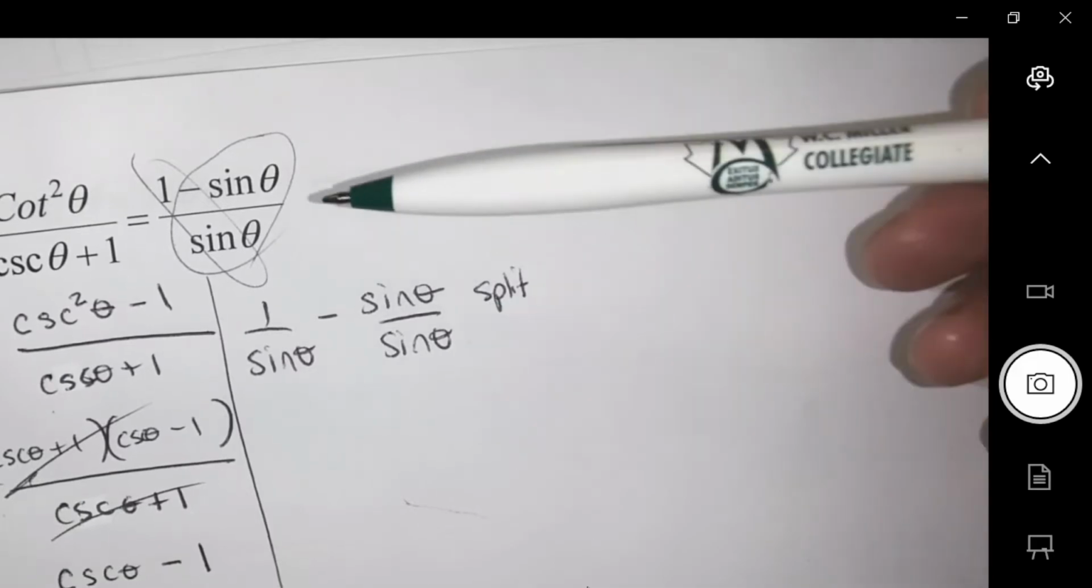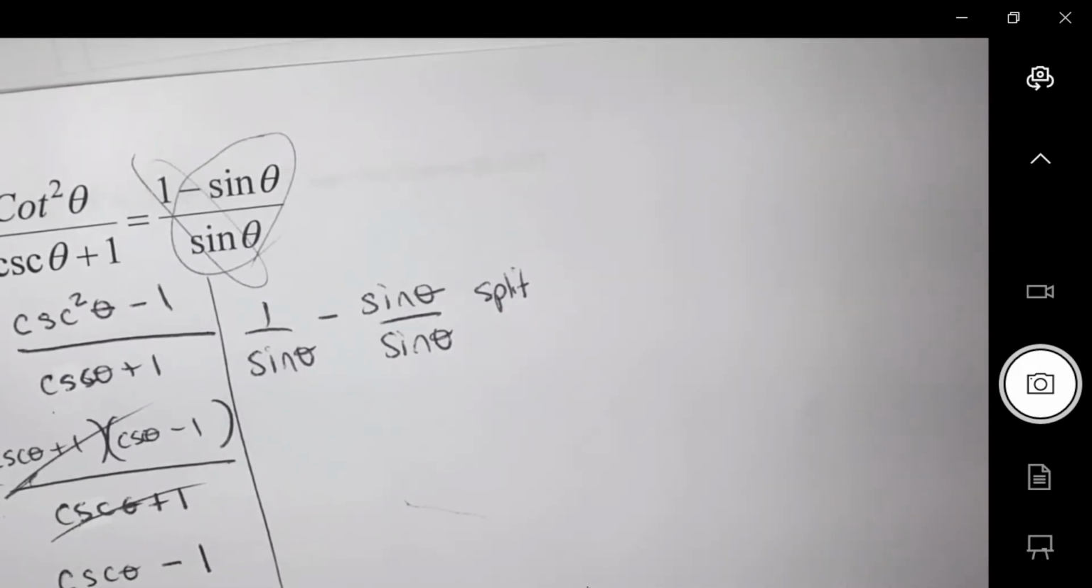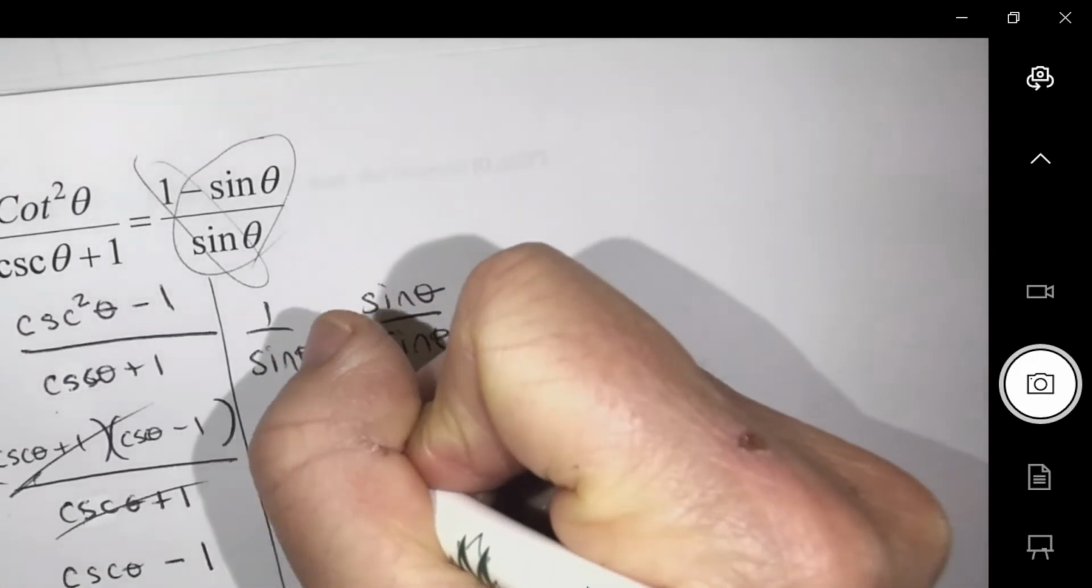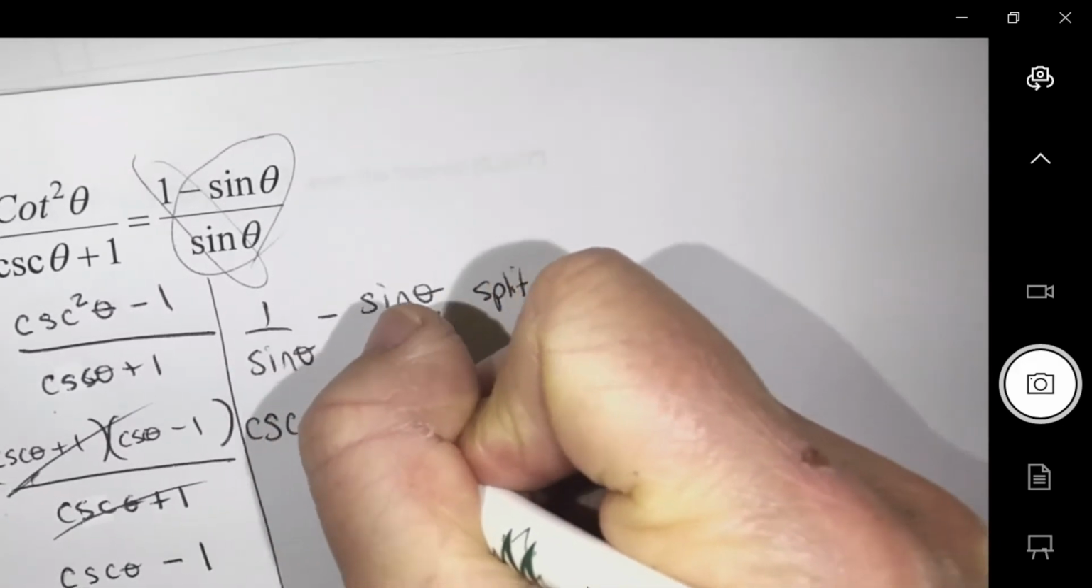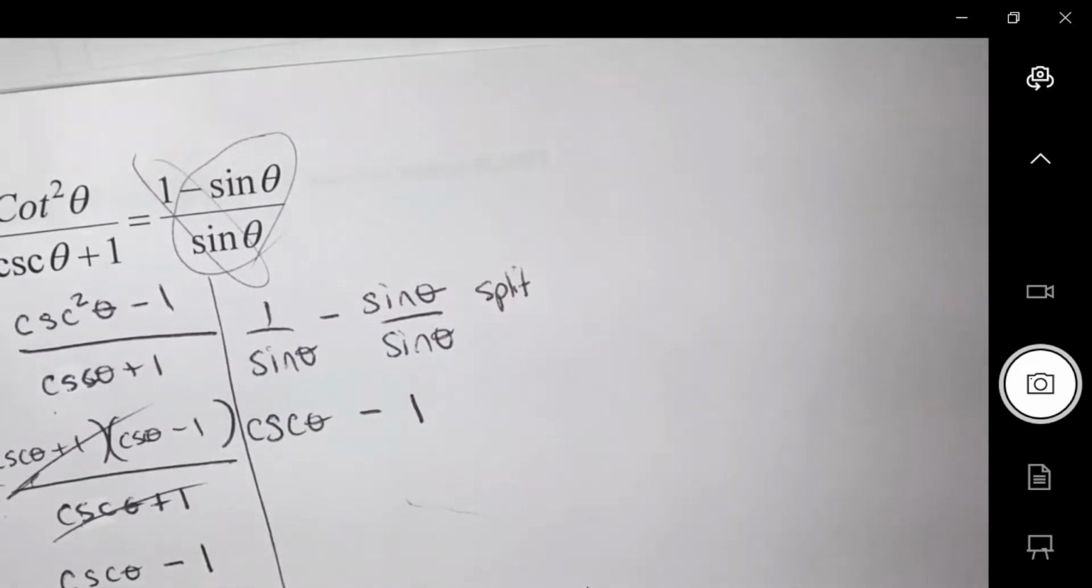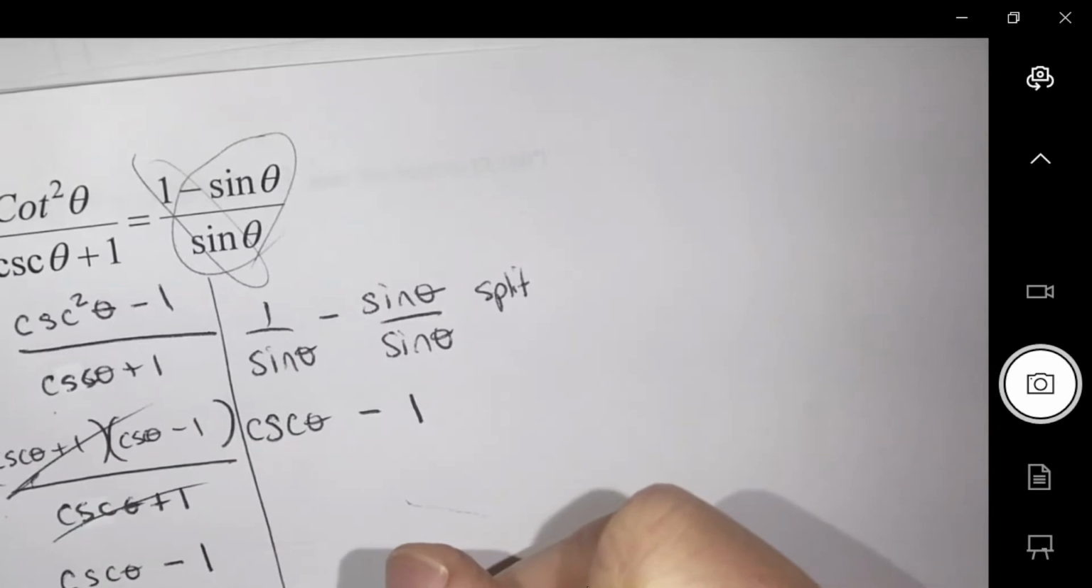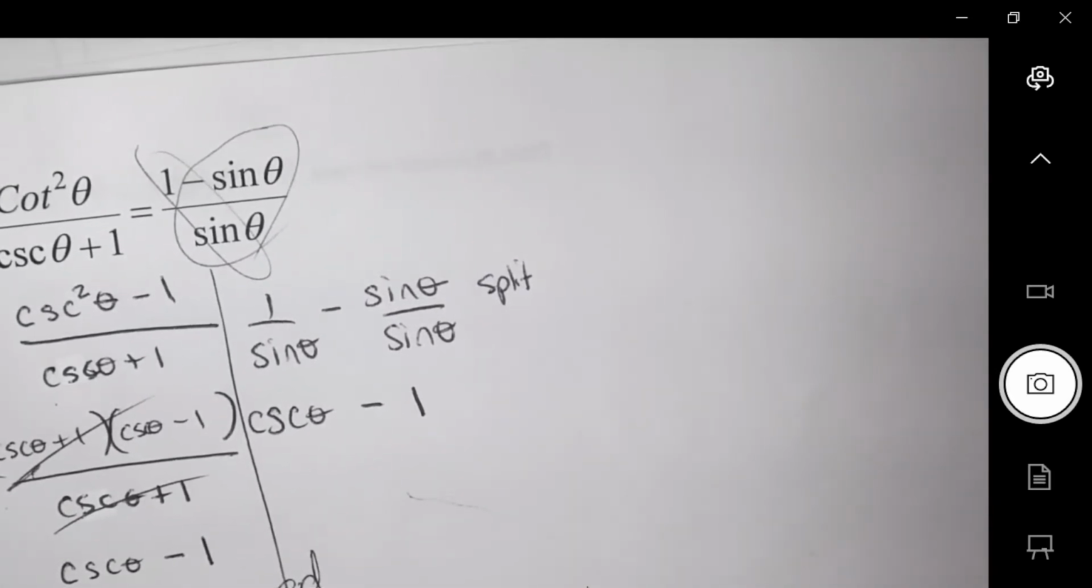So that's me splitting that apart. Okay, again, usually we're working to get 1, but we're splitting. So this is now cosecant, and that's 1. That was probably an easy medium.